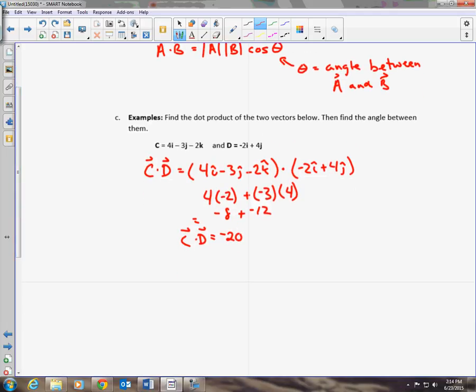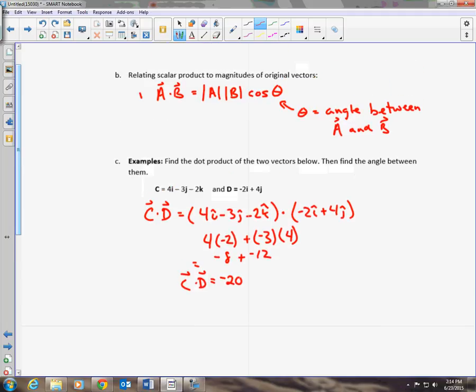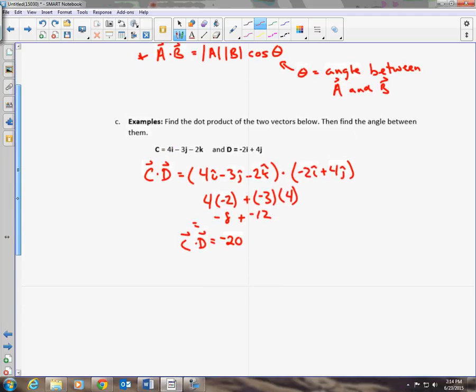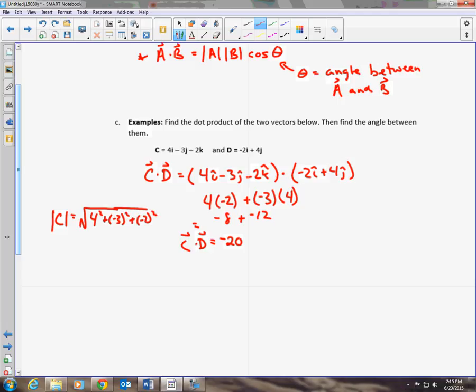Now, there's a second part of this that says find the angle between them. And we're going to use this rule here in order to do so. So we need to find the magnitudes. So the magnitude of C is going to be the square root of 4 squared plus minus 3 squared plus minus 2 squared. Plug that in our calculator. We're going to find the magnitude of C is equal to 5.39. And then the magnitude of D is going to be the square root of minus 2 squared plus 4 squared. And that's going to give me the magnitude of D is equal to 4.47.